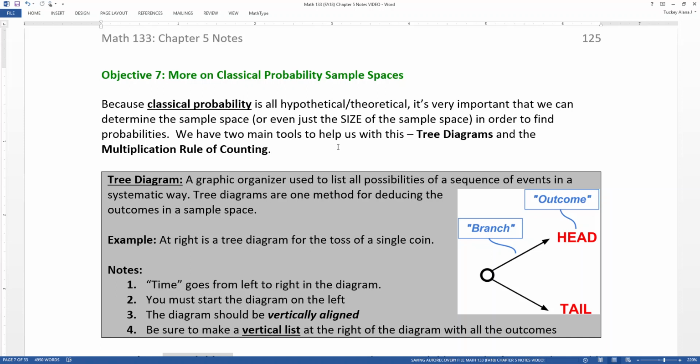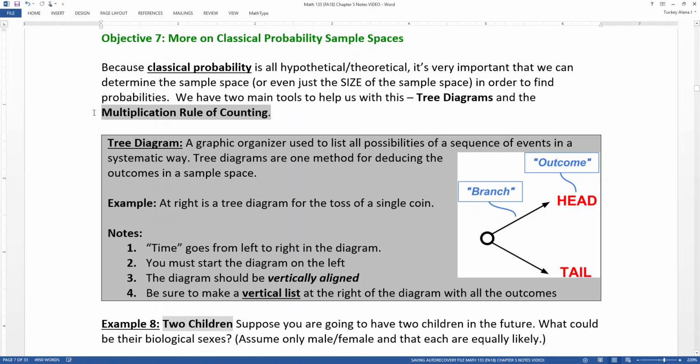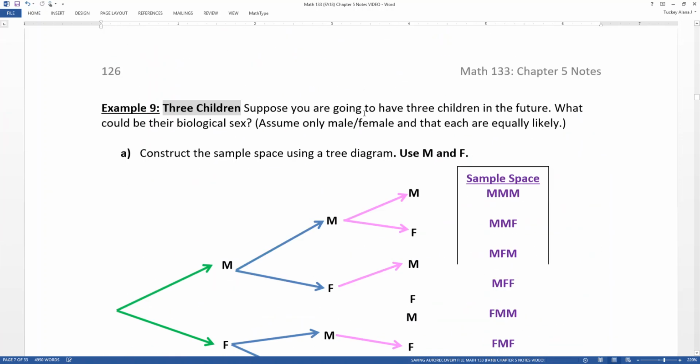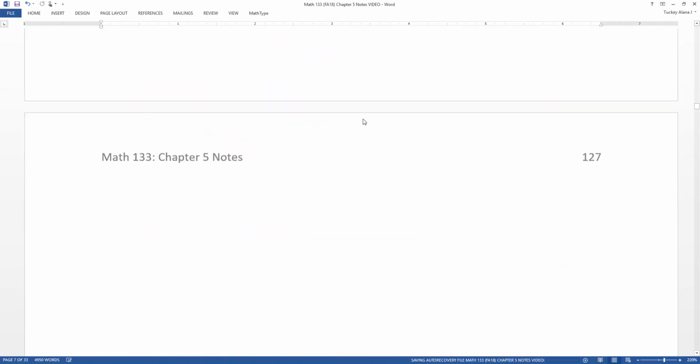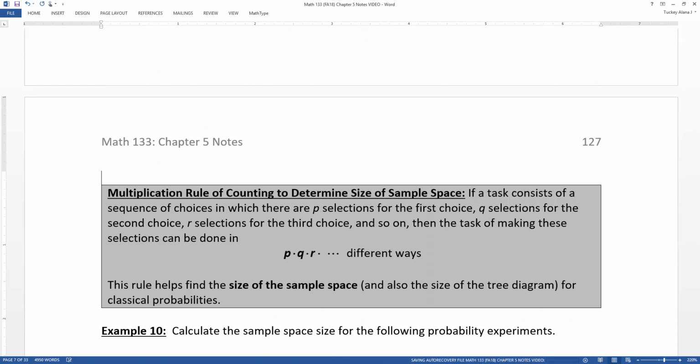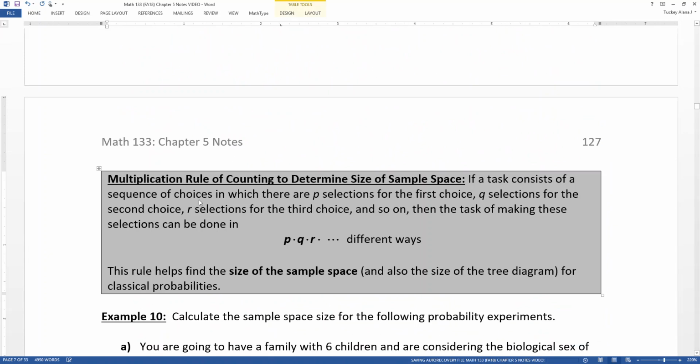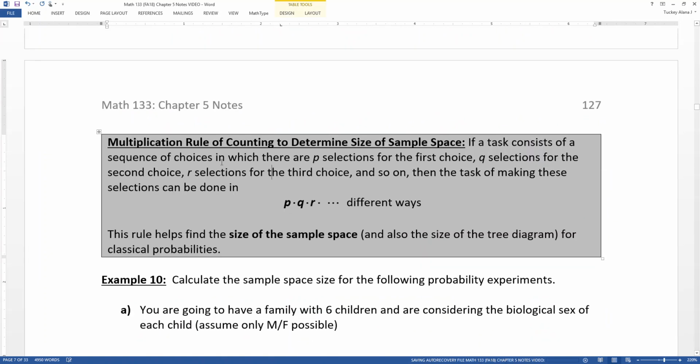All right, so we've done tree diagrams, so now let's see this multiplication rule of counting business. And you could hear it when I was going over it. It's the 2 times 2, 2 to the third, 2 to the 6th. That's the multiplication rule of counting. It says, if you've got P ways to do the first thing, Q ways to do the second, R ways to do the third, and so on, then your task can be done in P times Q times R different ways. And this is how we find our sample space.